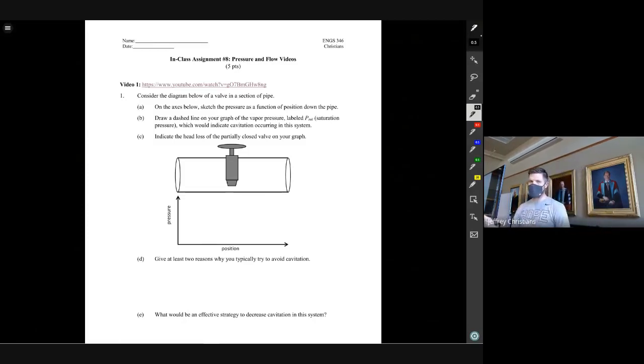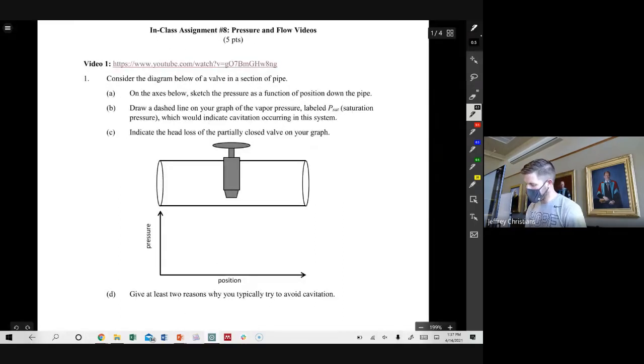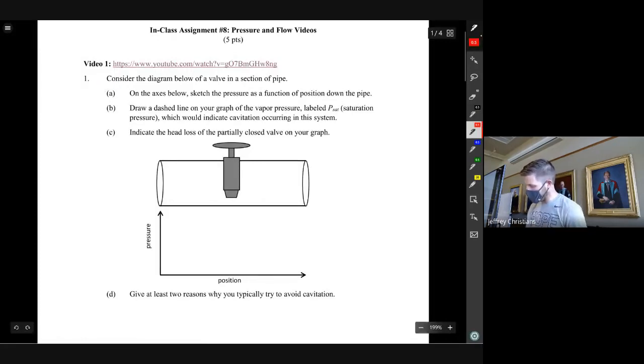But while you're flipping to this, I'm going to flip which screen is presenting. While you're doing that, see if you can draw part A and C for number 1. Don't worry about part B, but see if you can figure out A and C for this first valve.